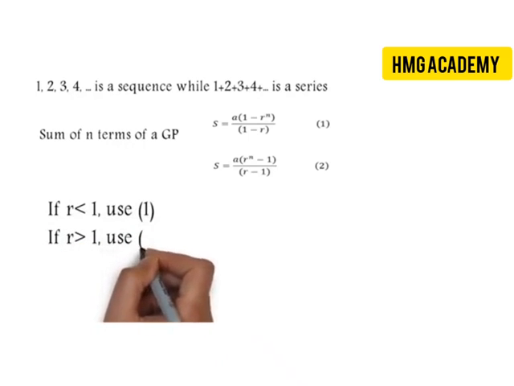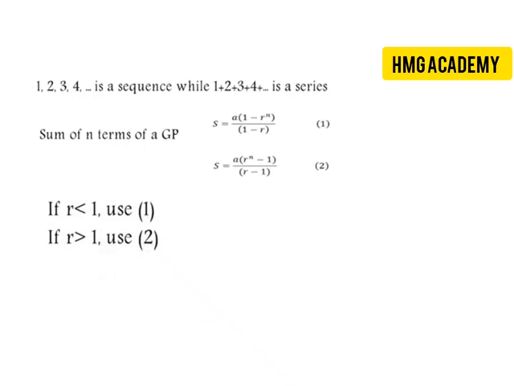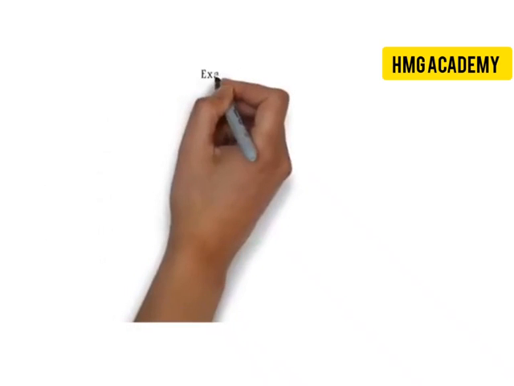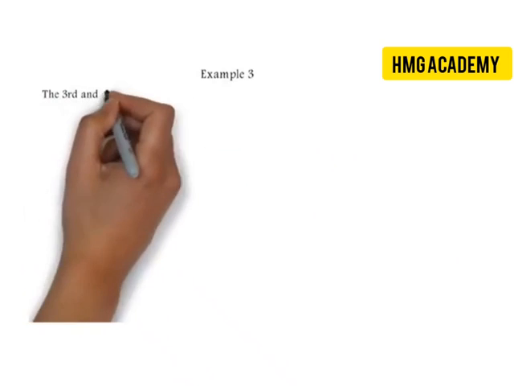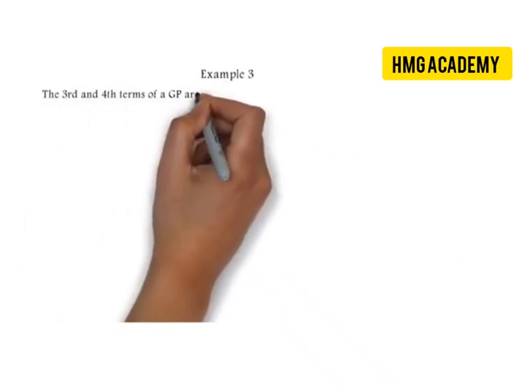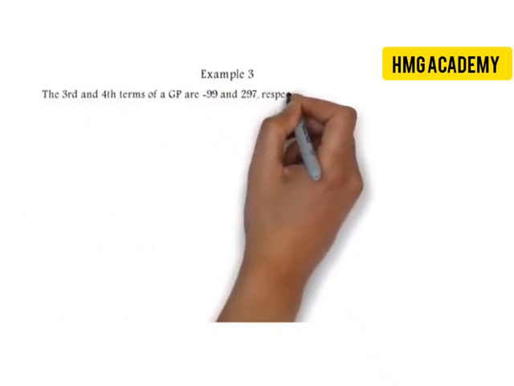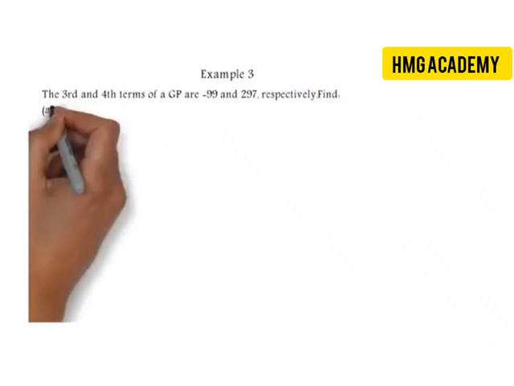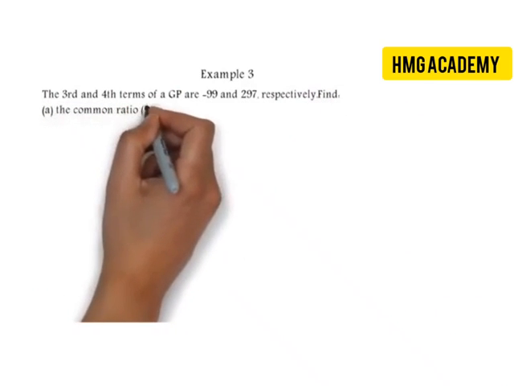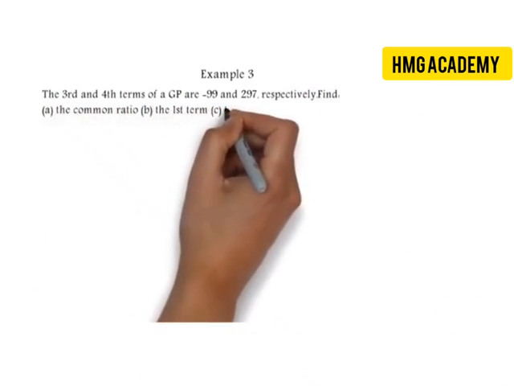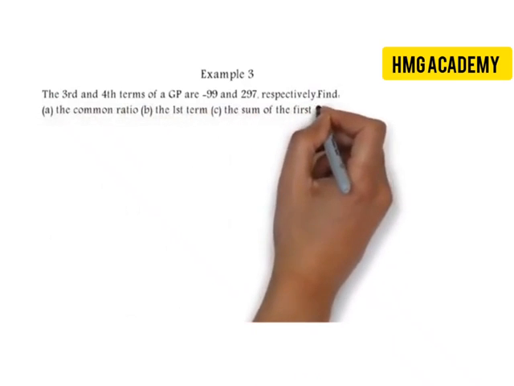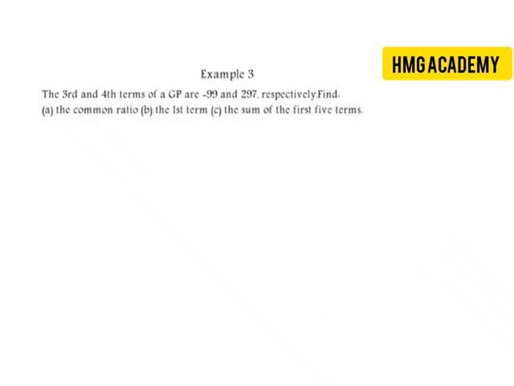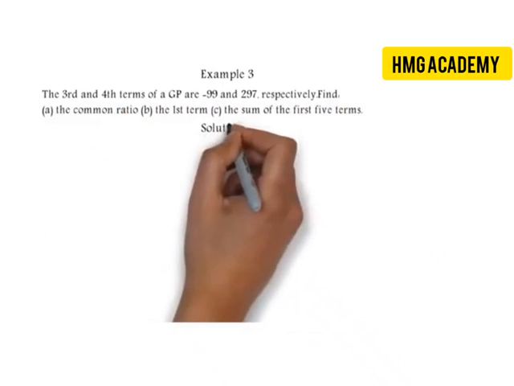Now if our common ratio is greater than 1, we use the second formula. So let's see an example that will help us understand those formulas better. The question says the third and fourth terms of a GP are minus 99 and 297 respectively. Find a, the common ratio, b, the first term, c, the sum of the first 5 terms. So let's see how to do that.